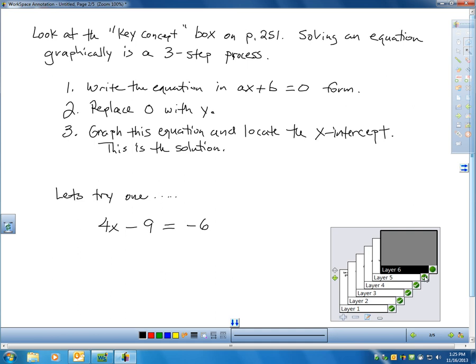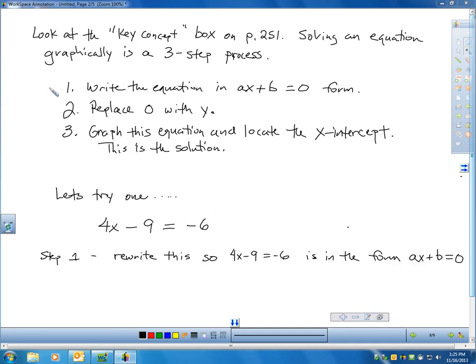So let's actually try one. Okay, 4x minus 9 equals negative 6. So the first step, when I look here, is to write the equation in this form. In order to do that, I'm going to have to get negative 6 and move it over to the left side of the equation. I'm going to add 6 to each side of the equation, and when I do that, I'm going to get 4x minus 3 equals 0. Okay, that satisfies step 1 of these instructions.